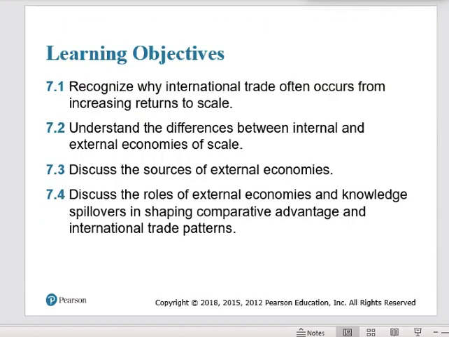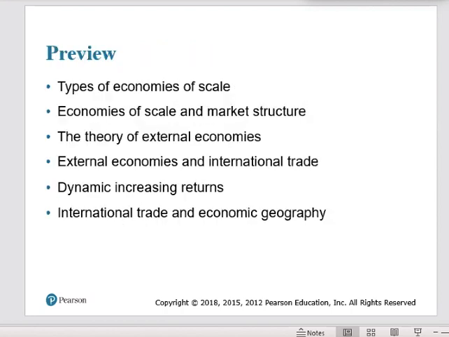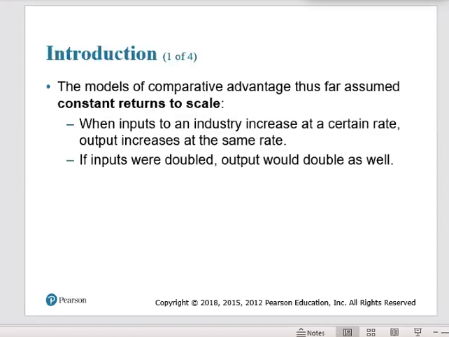Learning objectives. We quickly go through this. Recognize why international trade often occurs from increasing returns to scale. Understand the differences between internal and external economies of scale. Yeah, there's a difference: there's internal economies of scale and external economies of scale. And then discuss the sources of external economies, and also discuss the role of external economies and knowledge spillover in shaping comparative advantage and international trade patterns. Okay, introduction.